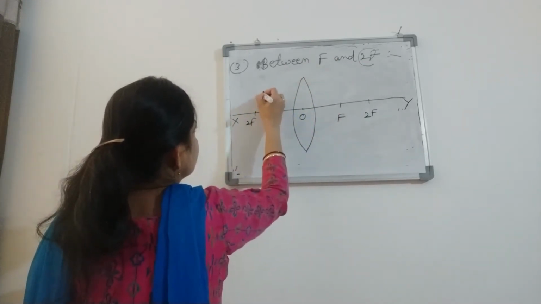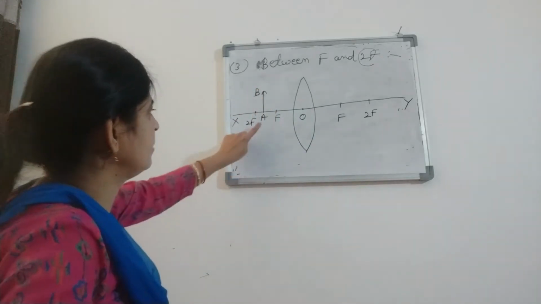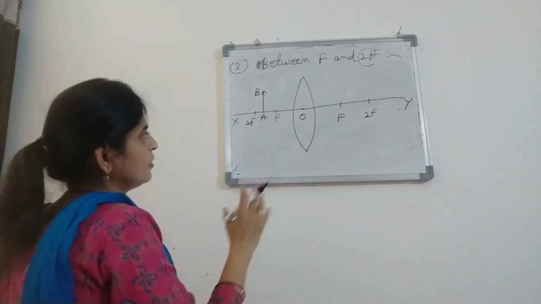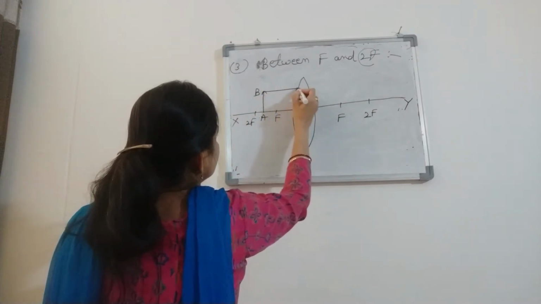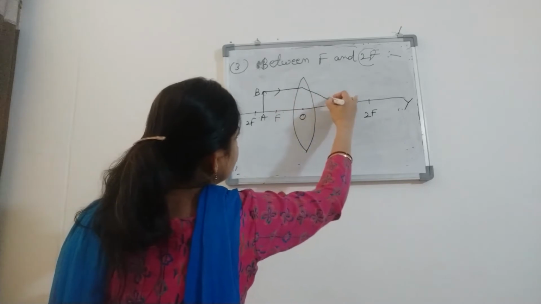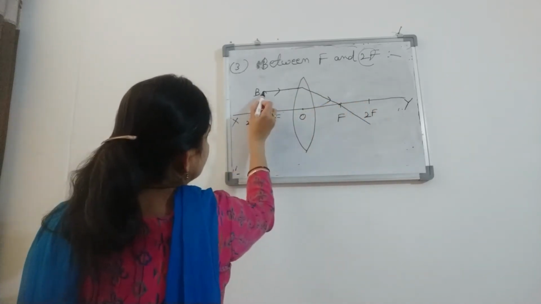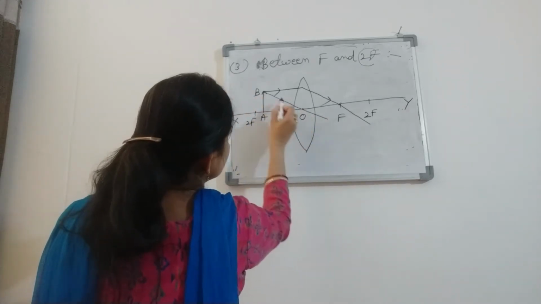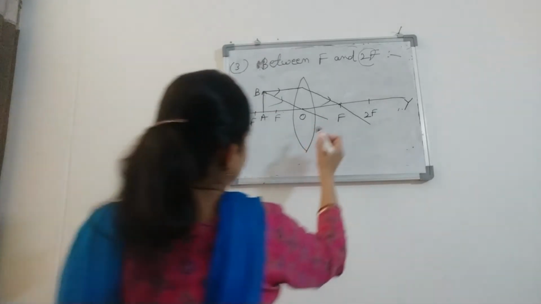Suppose AB is the object which is placed between F and 2F. Now apply any two rules. This is your incident ray which is parallel to principal axis, and this will refract through the point focus. Draw another incident ray which is passing through the optical center, and that will be undeviated.